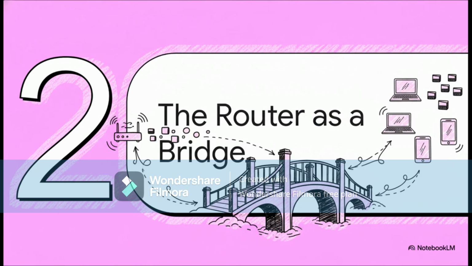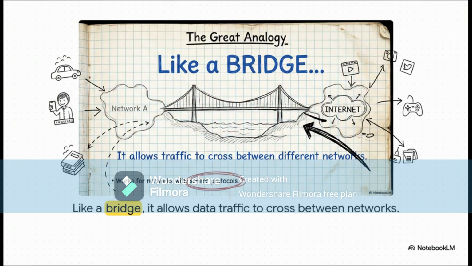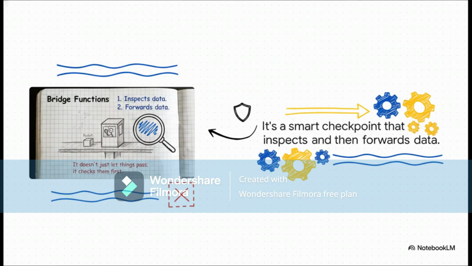Let's think of the router as a kind of bridge. Just like a real bridge connects 2 separate islands so that cars can drive between them, a router connects your own little home network to the giant, massive network we call the internet. It creates that path for all your data traffic, your videos, your games, your social media, to flow back and forth without a problem. But here's where it gets really cool.